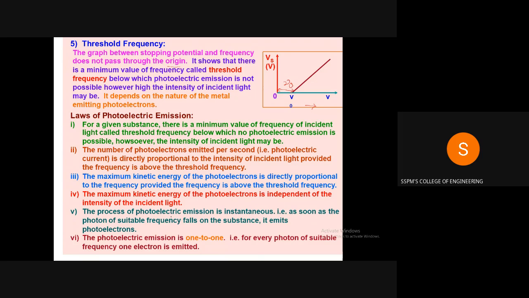Next one, the process of photoelectric emission is instantaneous.